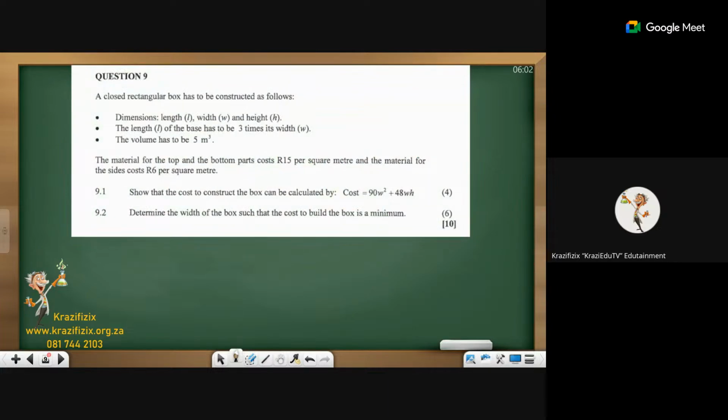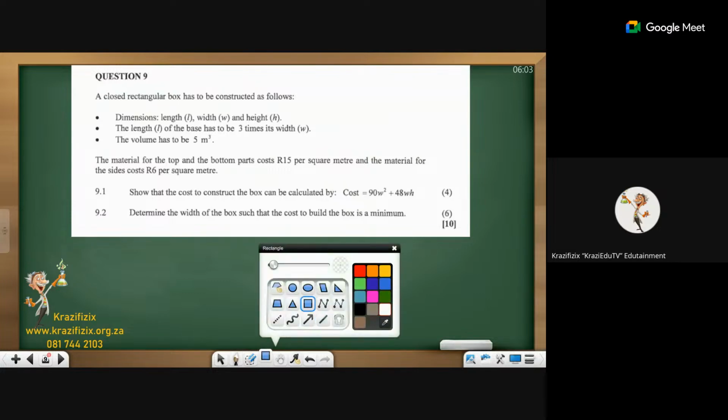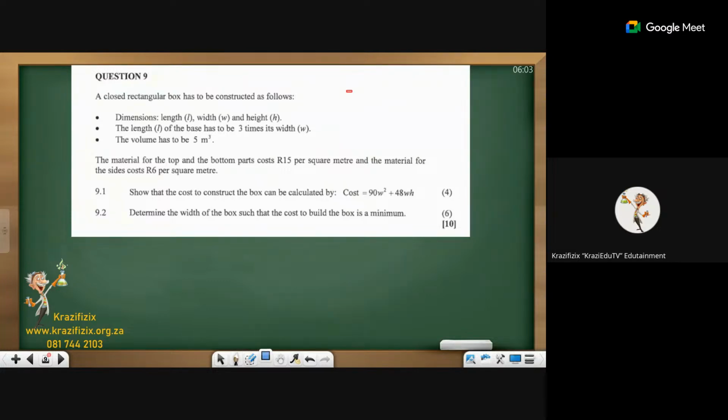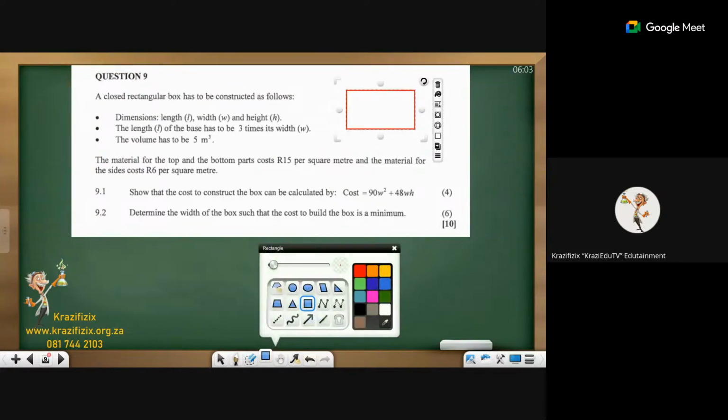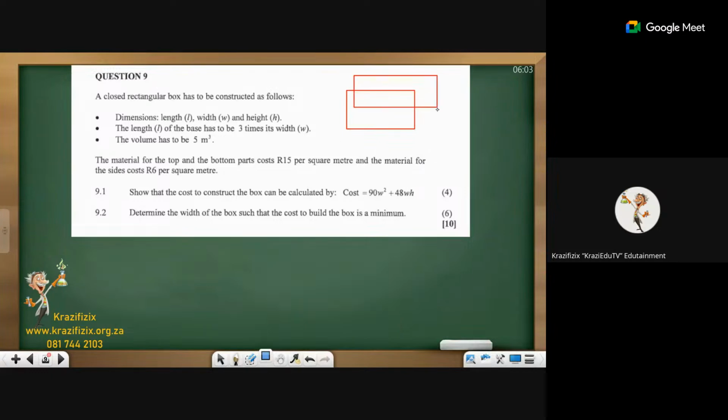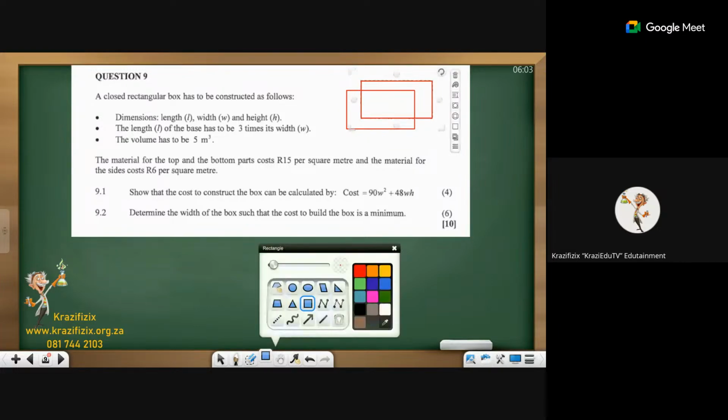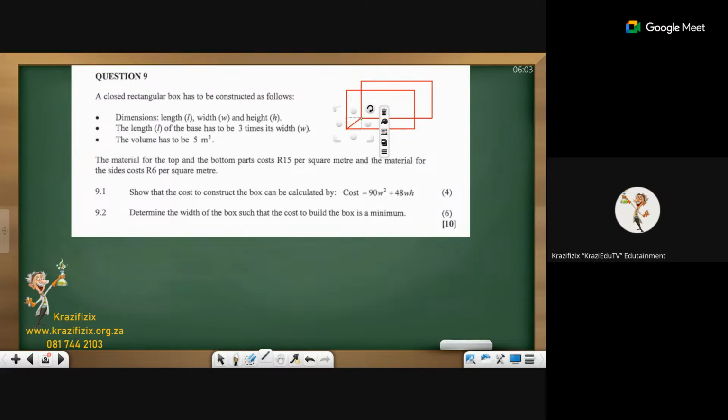Also cost, but this has to do with the shape. A closed rectangular box has to be constructed as follows. Dimensions: length L, width W, and height H. The length of the base has to be 3 times. Look, they didn't give you a diagram. Why don't we just have a small diagram just to guide us? Let's just create something quick. You know how we used to draw that when we were in primary. Hey, that's it there.